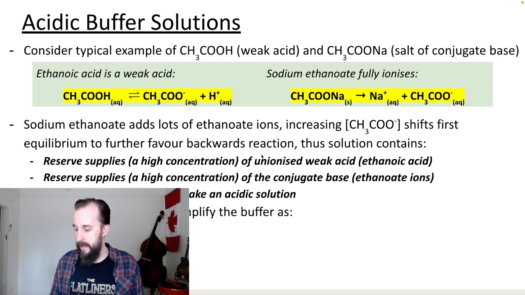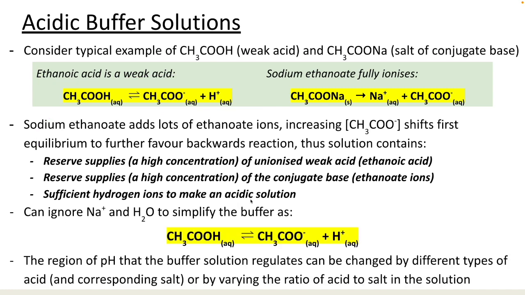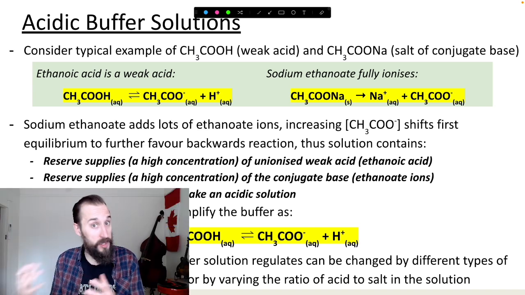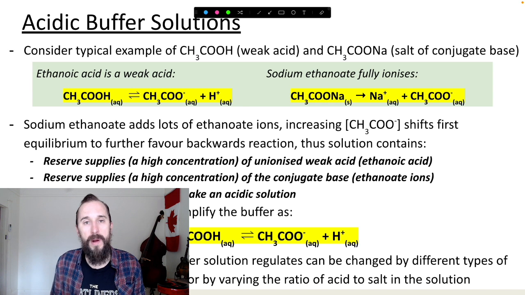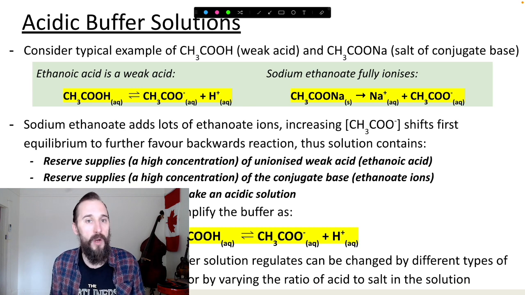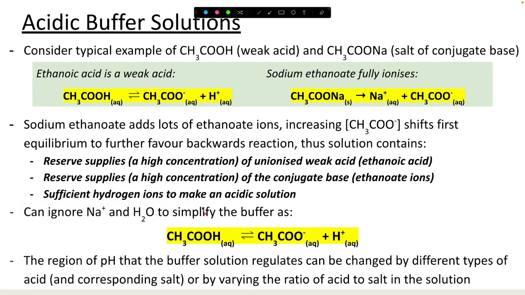So what we can do is our sodium ions and our water can be ignored, and we can simplify the buffer just as this equation up here. We can change the region of pH that the buffer solution operates within. So the pH that the buffer solution regulates can be changed by different types of acids and their corresponding salt for the conjugate base, or by varying the ratio of the acid to the salt. By having more acid than salt or more salt than acid, we can change what pH region it is buffering. We'll look at some of these calculations a bit later on.